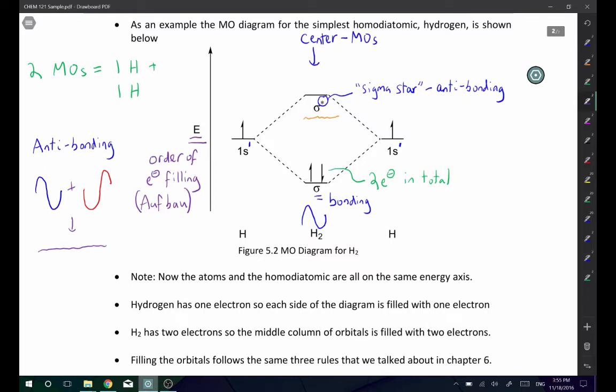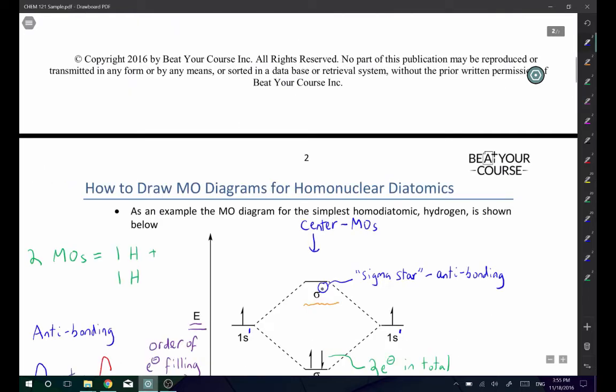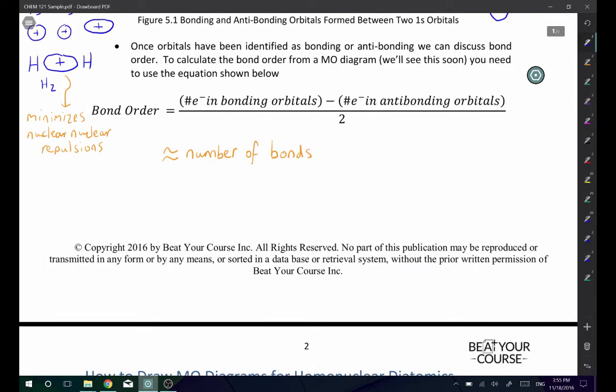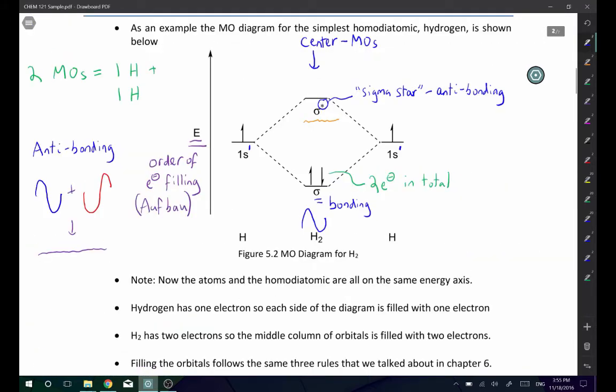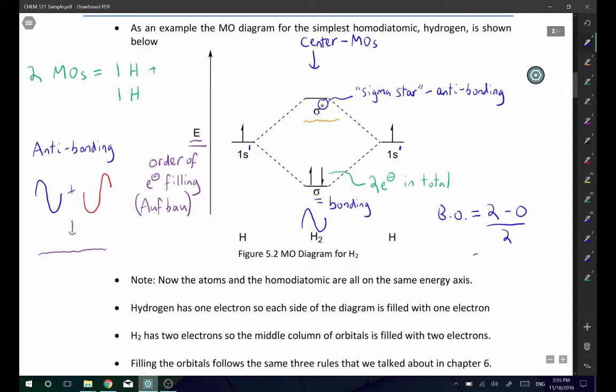You just use the same equation used before. Bond order is equal to the number of electrons in bonding orbitals minus the number of electrons in anti-bonding orbitals, divided by 2. So that should be fairly straightforward. So BO, number of bonding electrons is 2, number of anti-bonding electrons is 0, and you divide that by 2 and you end up with a bond order of 1, which implies that you have one single bond between hydrogen and hydrogen. So hopefully that's very straightforward.